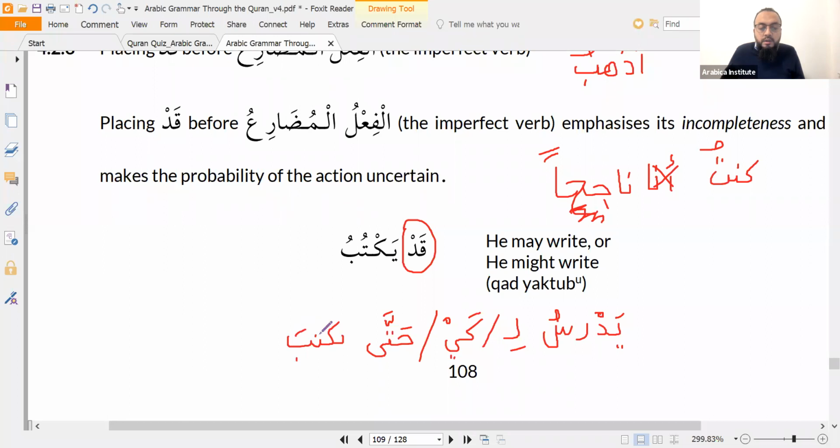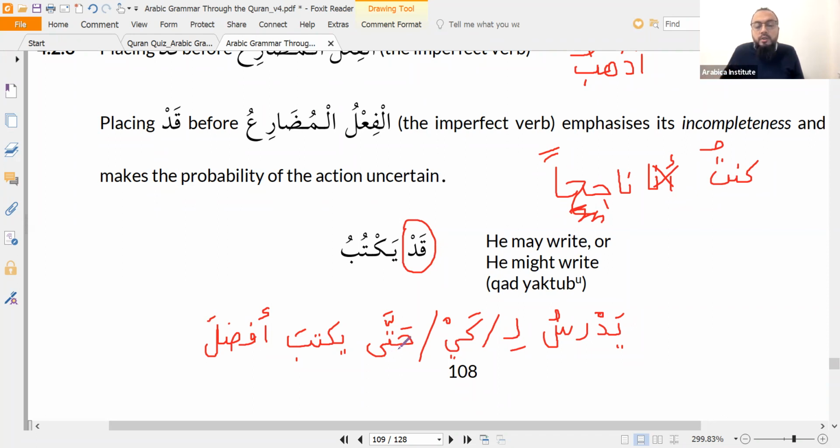Afdala. Hatta yaktuba. And then how would you say better? Afdala, good. Afdala, hatta yaktuba. You could do afdala here. Also, you lose the qad in that context. Yeah, the qad just means "may" as in possible.